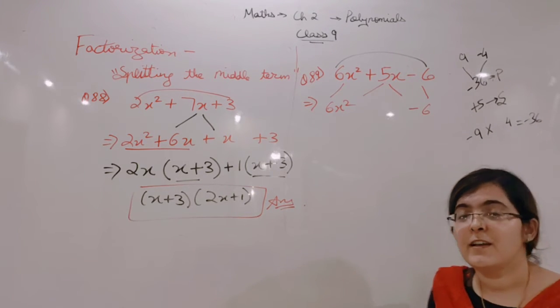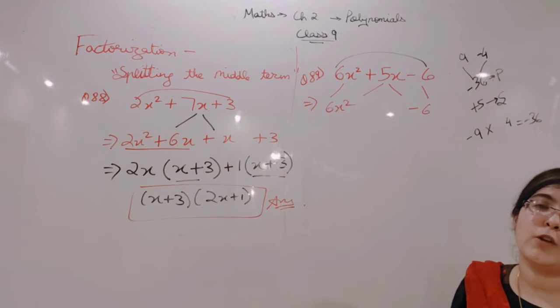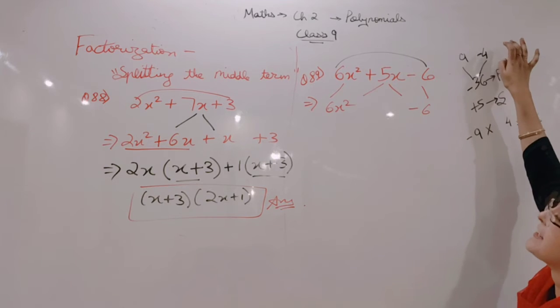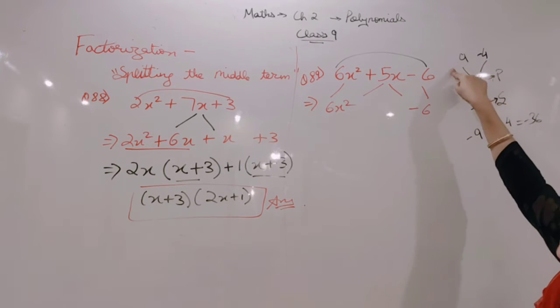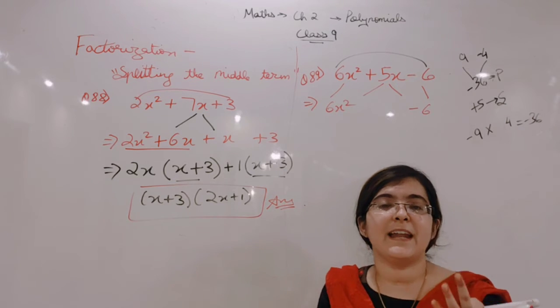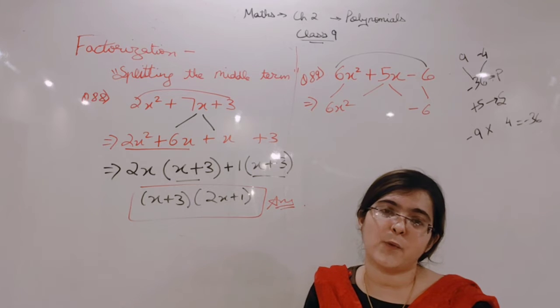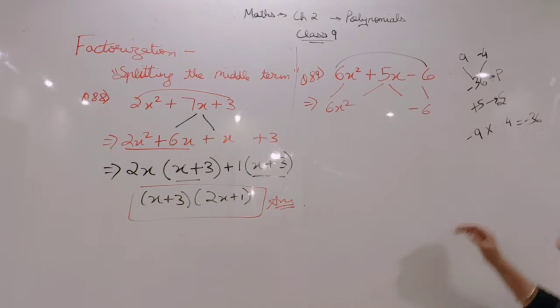Minus 5. We want the sum as plus 5. What you can do is put a negative sign in this, or in this, or in both the numbers. There are 3 cases possible. Keep it and check in the rough what you are getting.